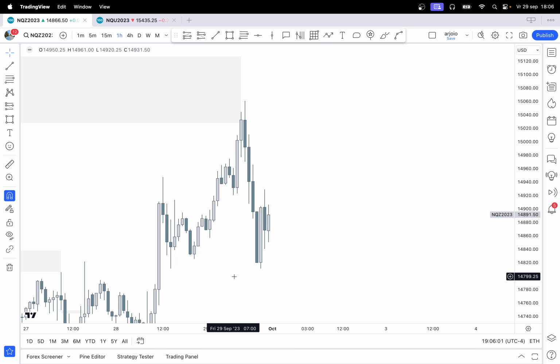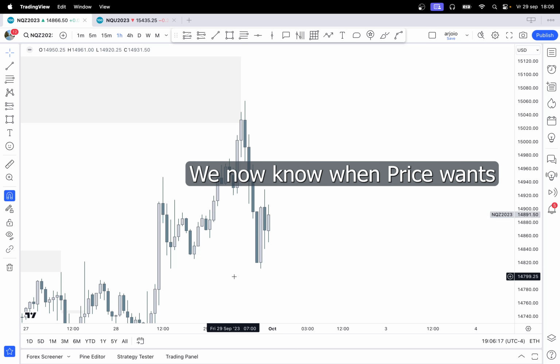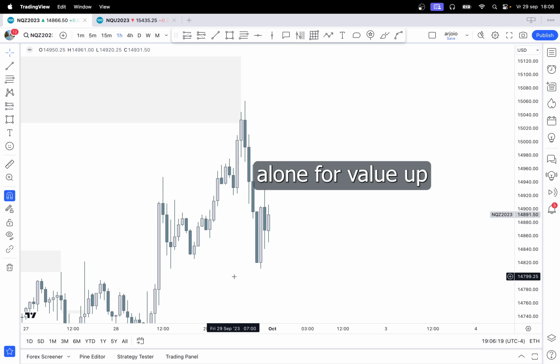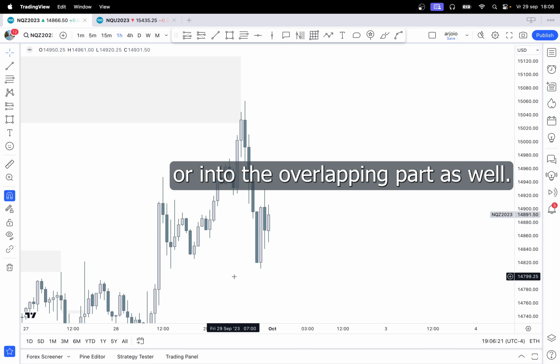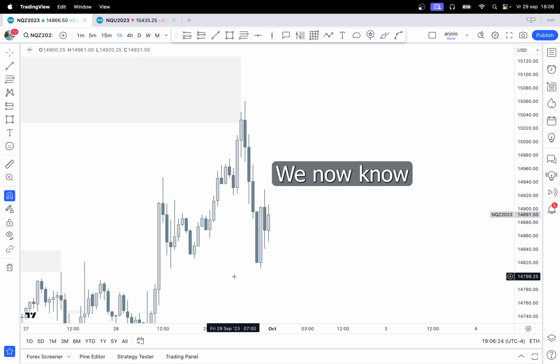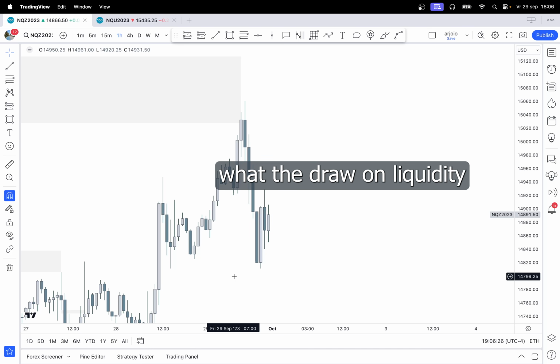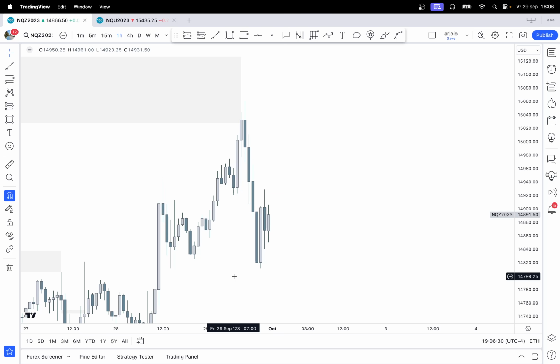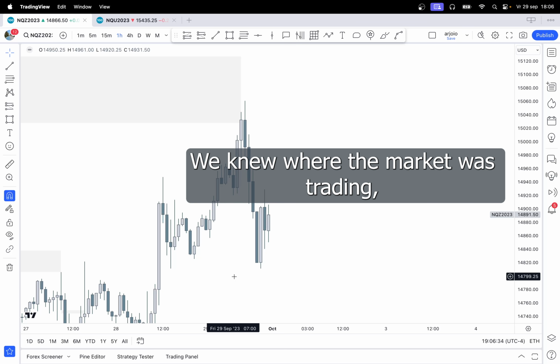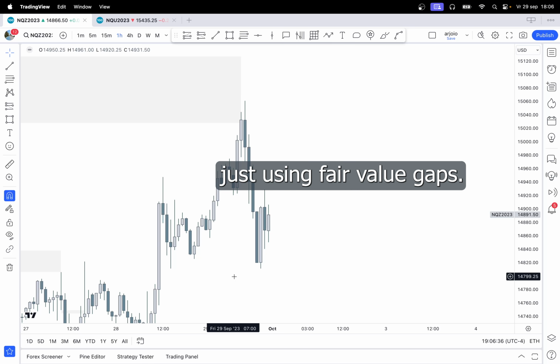Then, of course, you could call it the extra rule, is where we have the one fair value gap rule, the standalone fair value gap, and the overlapping fair value gap. We now know when price wants to trade into the standalone fair value gap and continue higher off of that, or into the overlapping part as well. We now know what the draw on liquidity is only using fair value gaps. We got live entries. We knew where the market was trading just using fair value gaps.